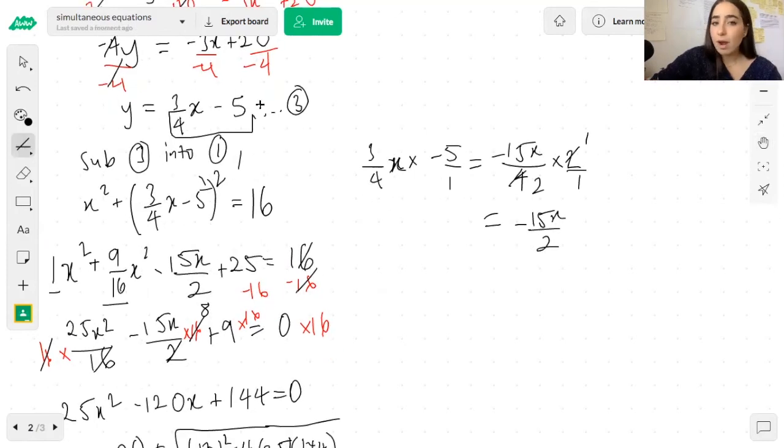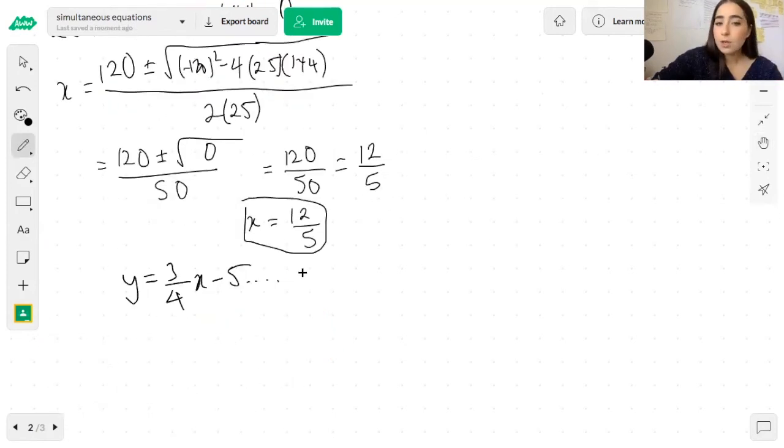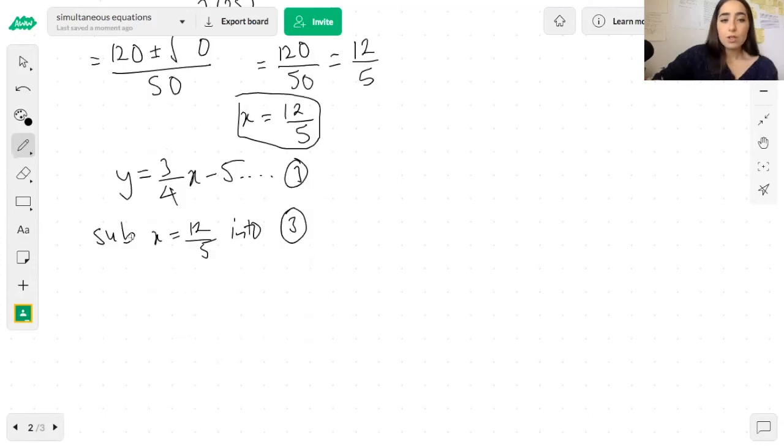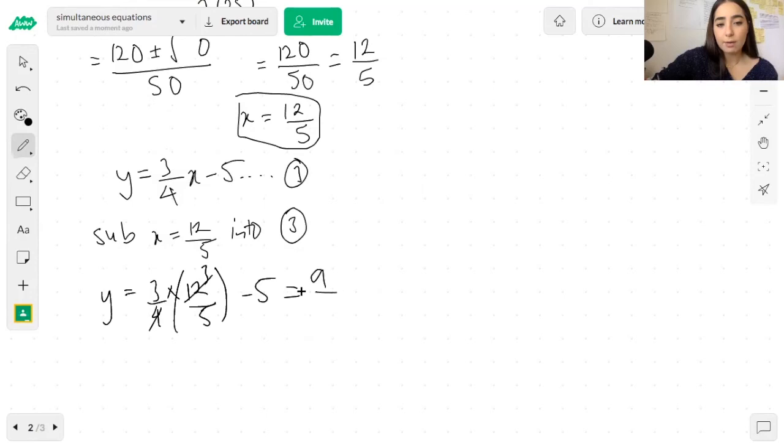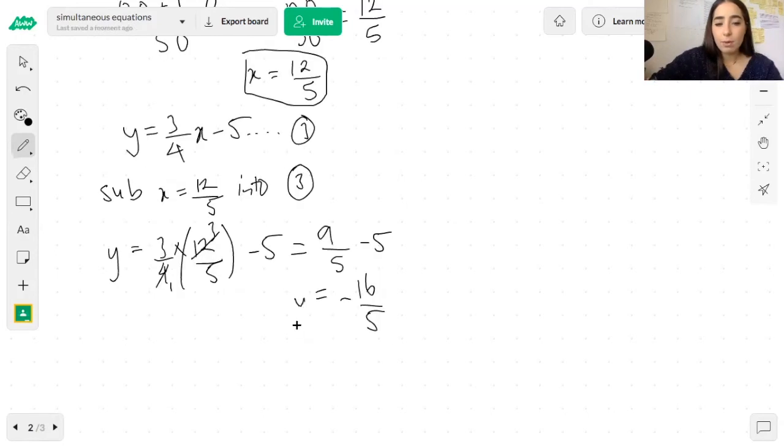So I'm going to rewrite this equation down below. So that was equation 3. And I'm going to sub x equals 12 over 5 into equation 3. So y equals 3 over 4 times x. We said x is 12 over 5, minus 5. These can cancel to give you 3 at the top. Then you have left with 3 times 3 at the top, 9. 1 times 5 is 5, minus 5, minus 16 over 5. And that's the value of y.